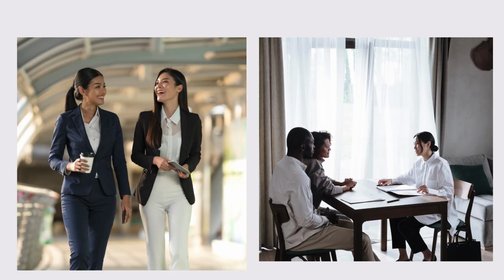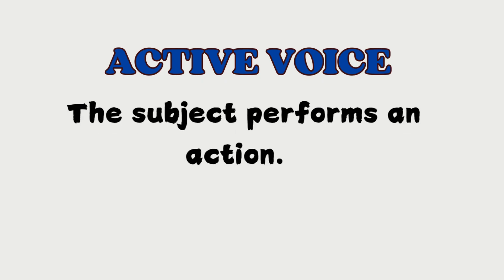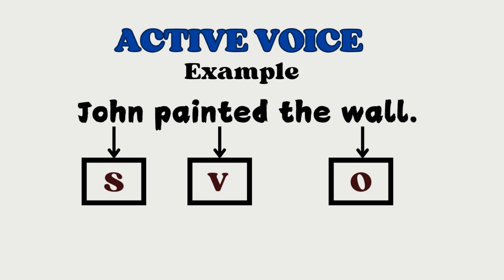A majority of our communication happens in the active voice because it's clear, direct, and easy to understand. Active voice is when the subject performs an action. The subject is very important and typically appears at the beginning of a sentence. Here is an example. John painted the wall. Here, John is a subject. There is just one main verb here, which is painted, and the object is a wall.